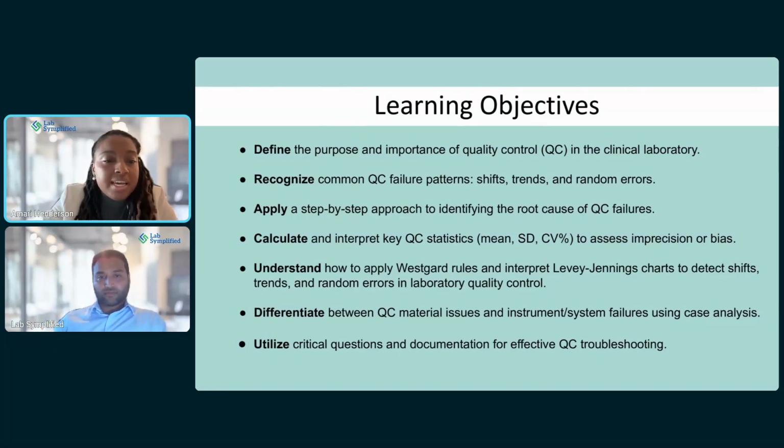We want to calculate and interpret key QC statistics. We're going to talk about mean, standard deviation, coefficient of variation. We also want to understand how to apply Westgard rules. We're going to look at Levey-Jennings charts and how you can interpret certain errors and patterns that you may see on your charts. We also want to differentiate between QC material issues versus instrument or test system failures.